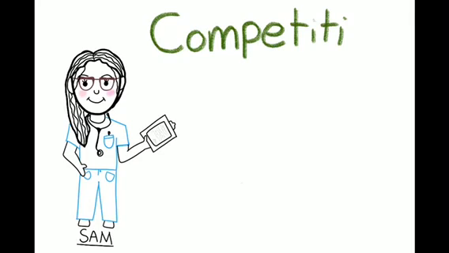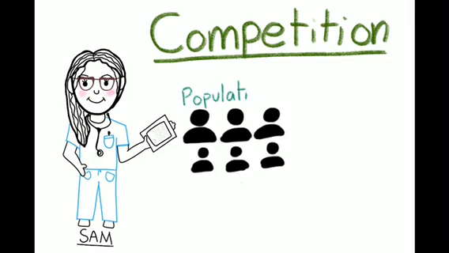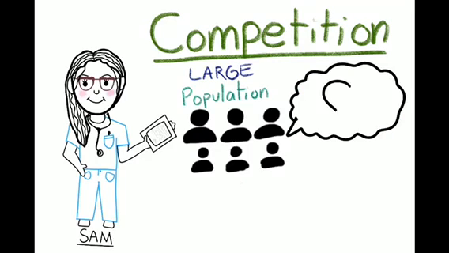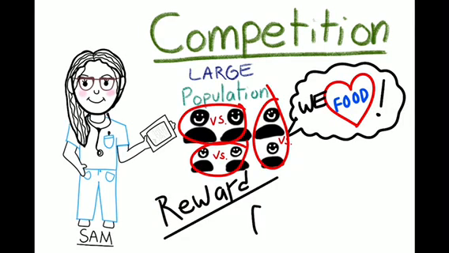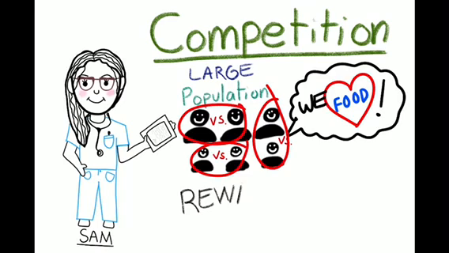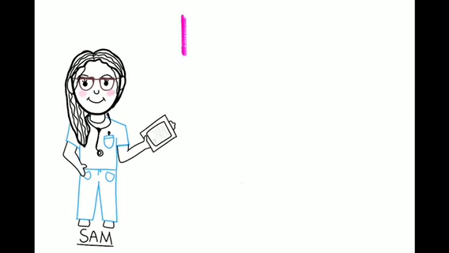Competition within the population. When a population is very large, there are more people wanting to get the same stuff, like food. This can lead to competition for food, water, shelter, and other resources needed to keep on living. The reward for these competitions would have to be food and survival. Those who lose, die.